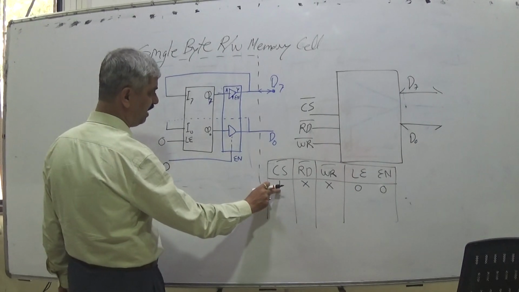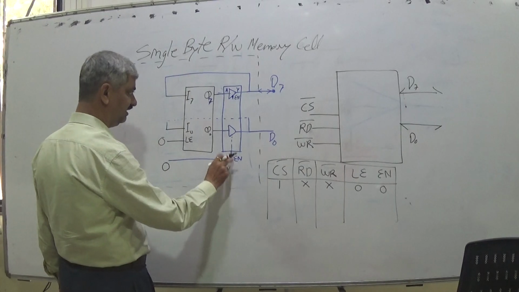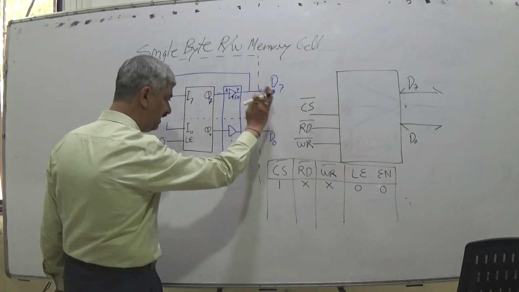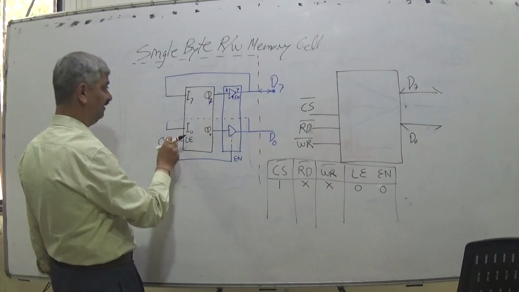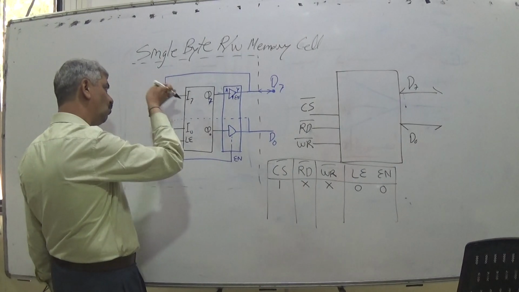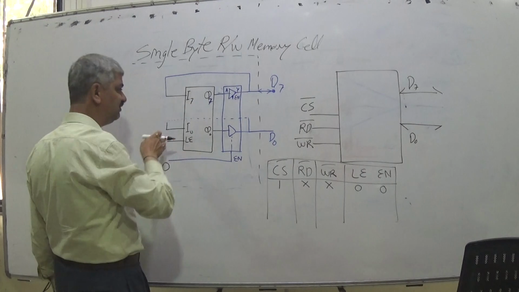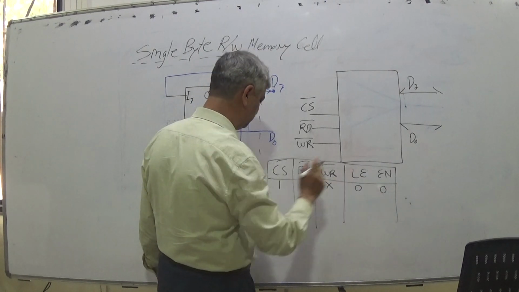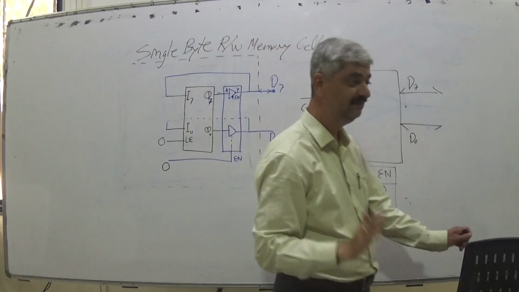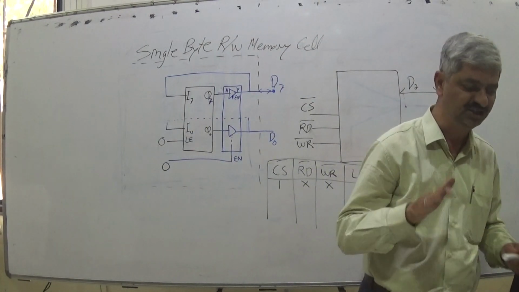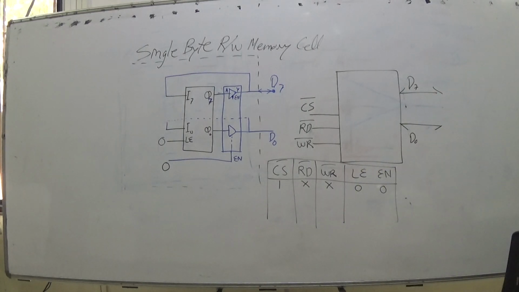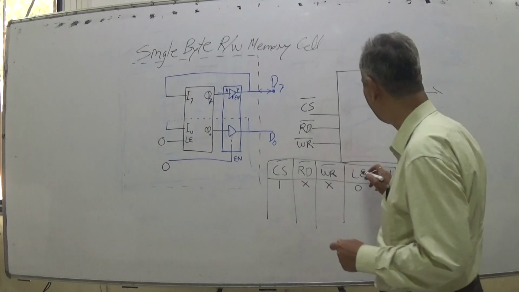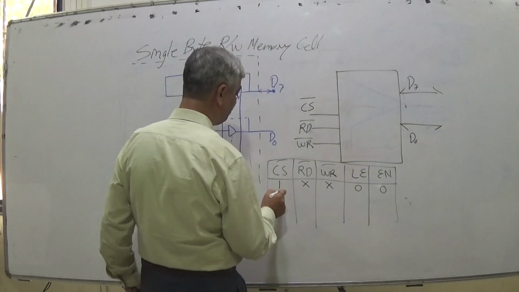Means when chip select bar is 1, this buffer, which outputs the stored contents on data lines, is disabled. This latch enable, which stores the things put here inside the latch, is also disabled. CS bar 1, read bar and write bar are ignored, both outputs are 0. Chip select bar is active low. Means when chip select bar is 0, the chip is selected, and when chip select bar is 1, chip is not selected. As it is not selected, neither operation takes place.